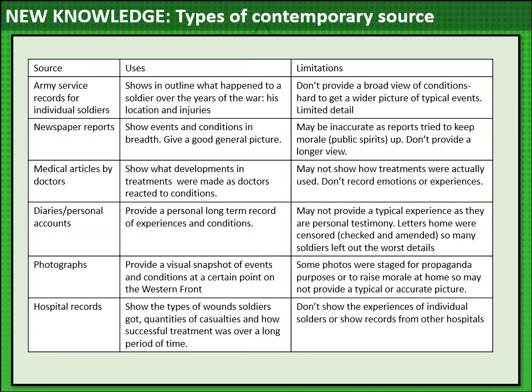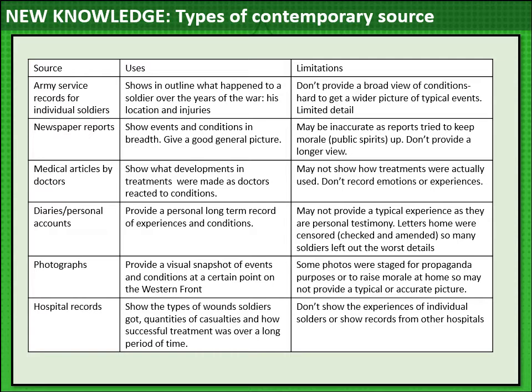So we need to know about the different sorts of evidence that are available to us as historians of the First World War. We need to get to know the different types of contemporary source that we can use. These are sources from the time of the war itself. So we might firstly use army service records for individual soldiers.